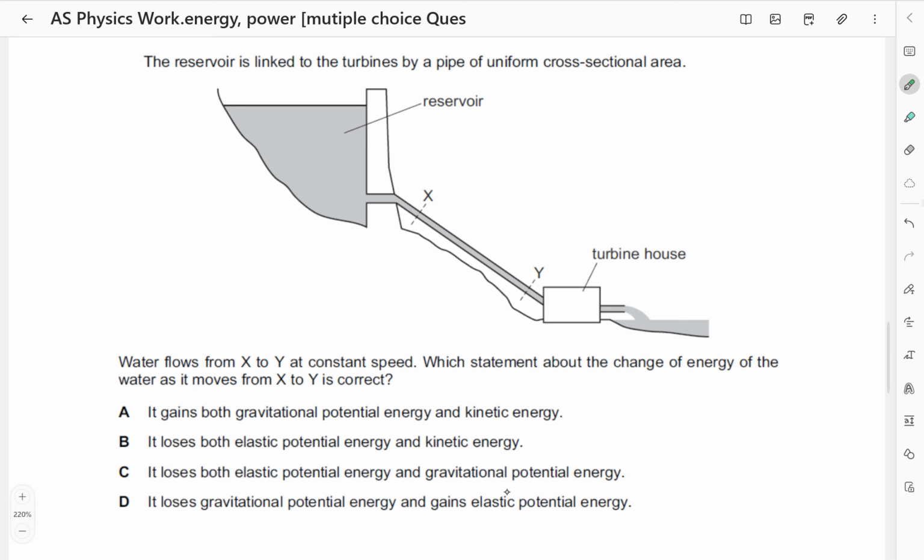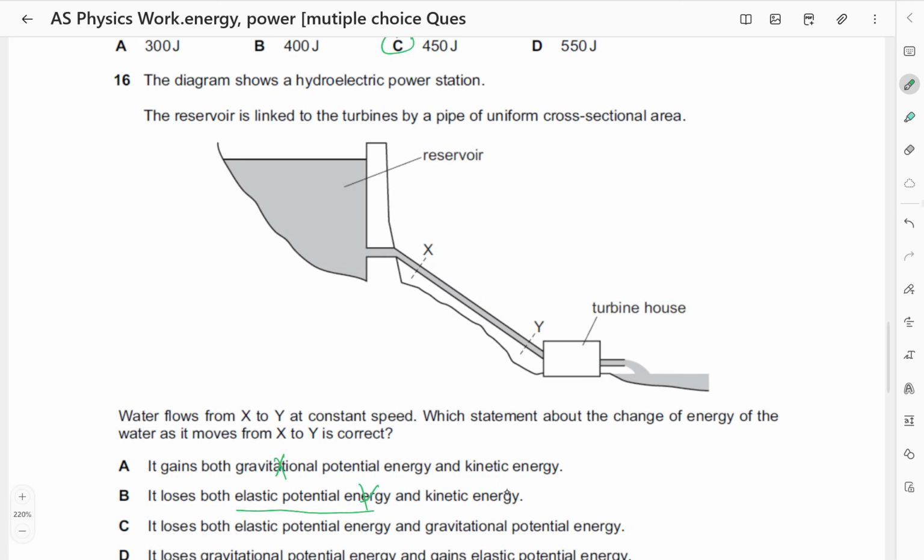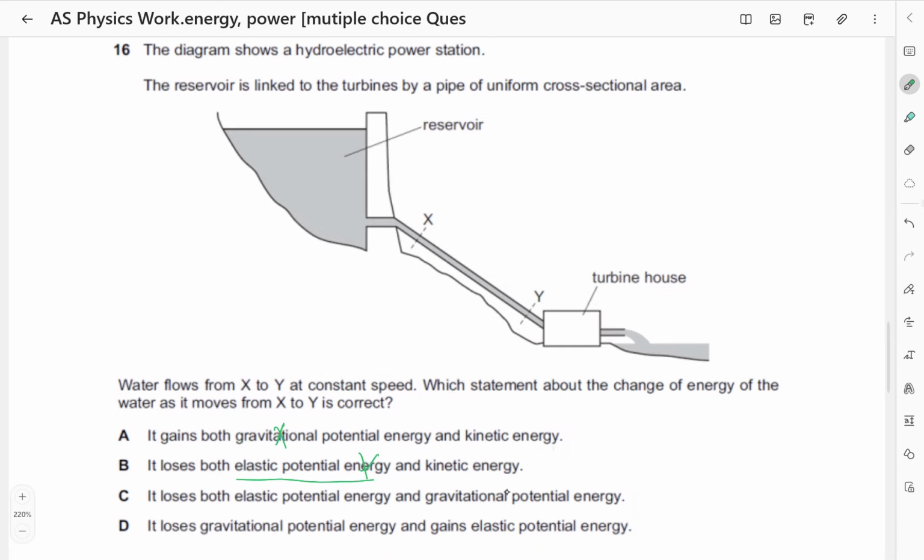Of course, as it moves from X to Y, the height is decreasing, so it must be losing gravitational potential energy. So where we see it gains gravitational potential energy, that is wrong. It loses both elastic potential energy, but there is no elastic potential energy here. Water flows from X to Y at a constant speed. Which statement about the change of energy of the water as it moves from X to Y is correct? The reservoir is linked to the turbines by a pipe of uniform cross-sectional area.